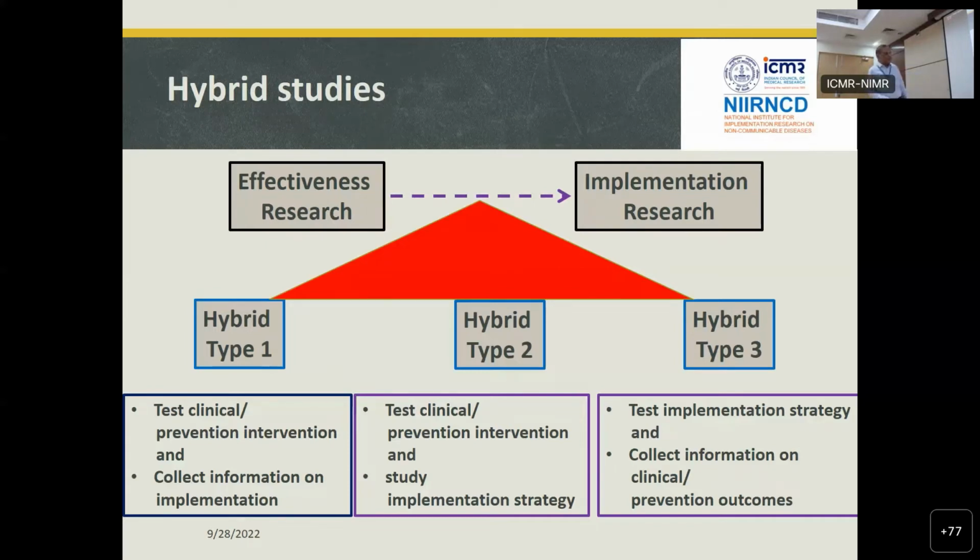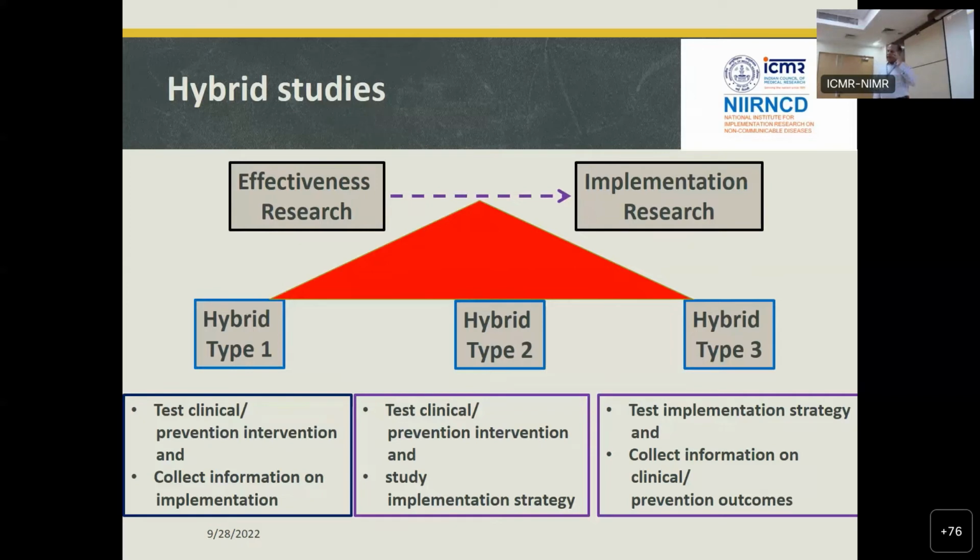So when you are doing that research on whether the implementation strategy is robust, it is giving me the results, and also you collect information in the quantitative part on the effectiveness part, that becomes your type 1 hybrid design. And when both are equally important or you are doing them in equal components, then you do a mixed method hybrid type 2 design.